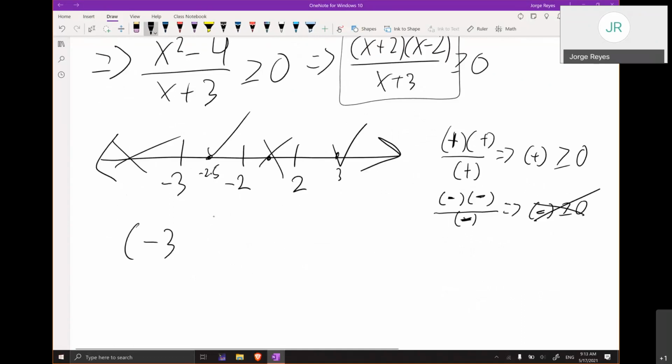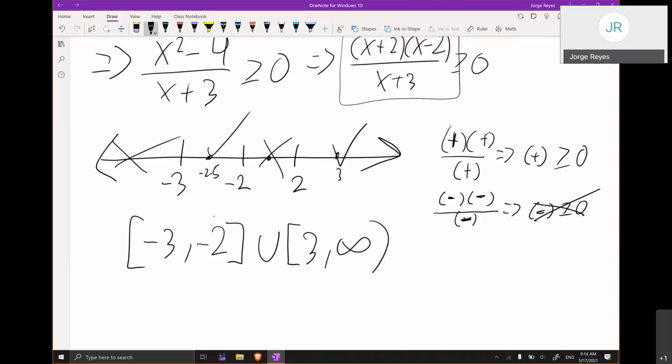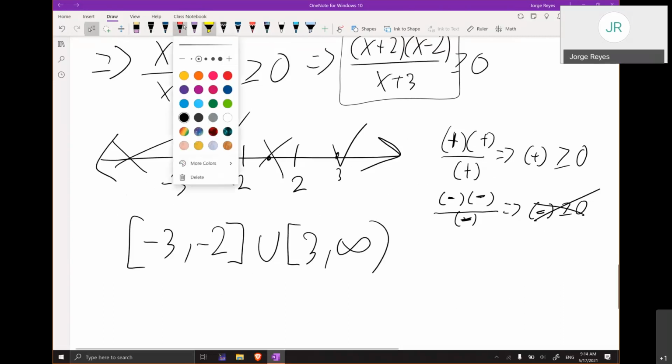But we see that the answer is -3 to -2. These should be brackets, okay? Because it's a less than or equal to. Union 3 to infinity. And actually, this is a very good part.